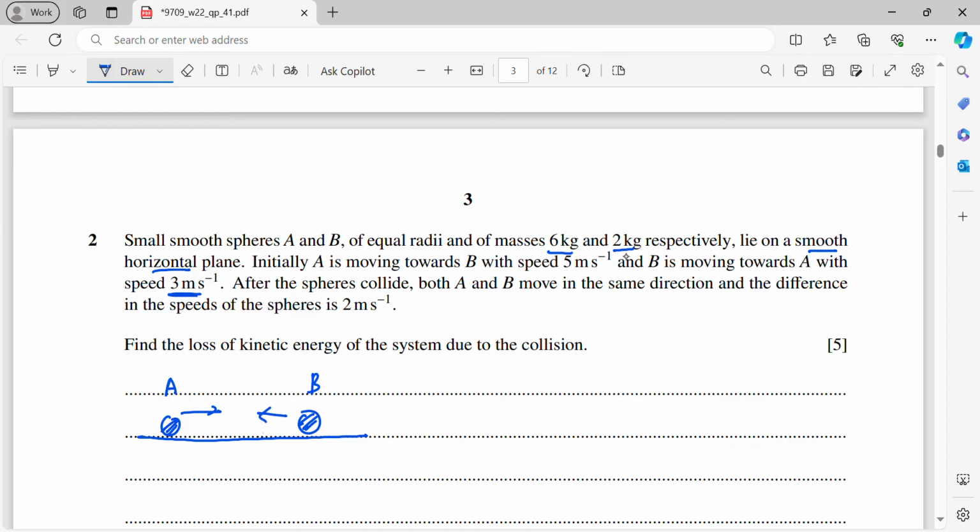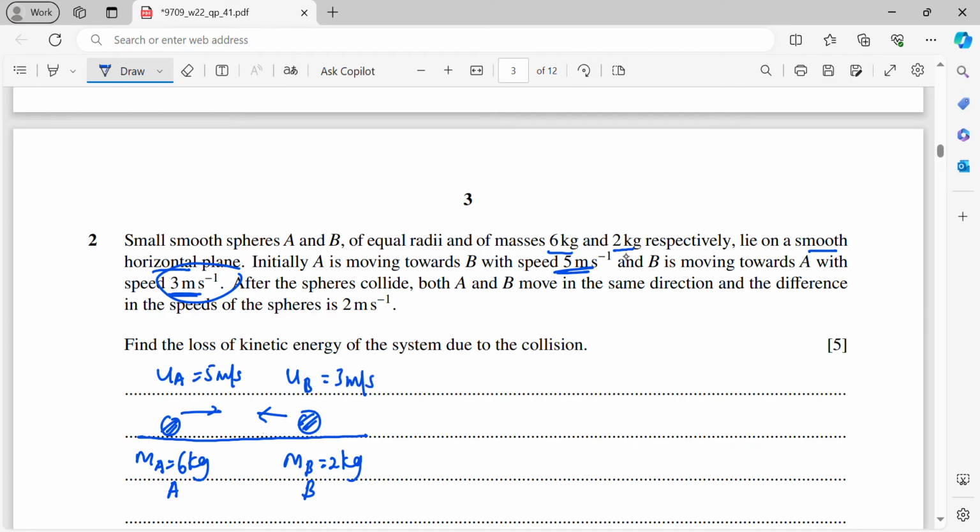Now, your MA is 6 kilograms, and B is 2 kilograms. Right, so A moving towards B with 5, so means that UA is 5. Probably I label my A here. This is my A, this is my B. So UA is 5 meter per second, and then B moving towards A with speed 3 meter per second. So here I will write UB, it will be 3 meter per second.